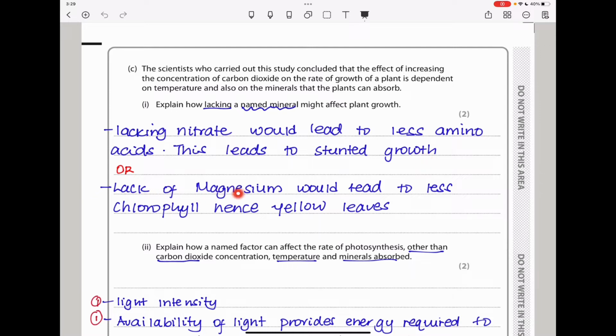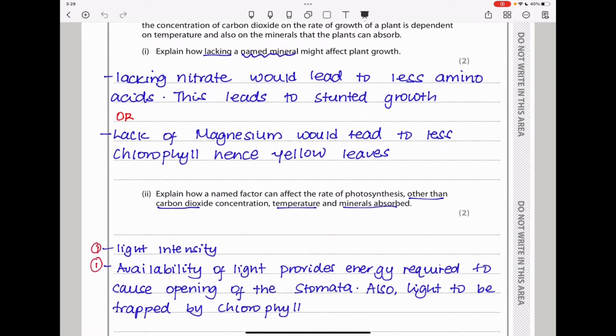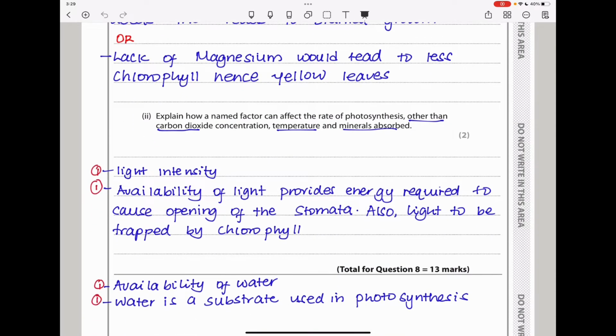You could also choose magnesium. Since magnesium is used to make chlorophyll, lack of magnesium will mean lack of chlorophyll, so we will see yellow leaves. The next part says, explain how a named factor can affect the rate of photosynthesis other than carbon dioxide concentration, temperature, and minerals absorbed.